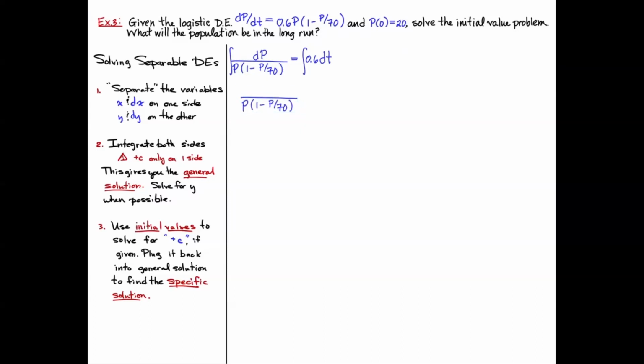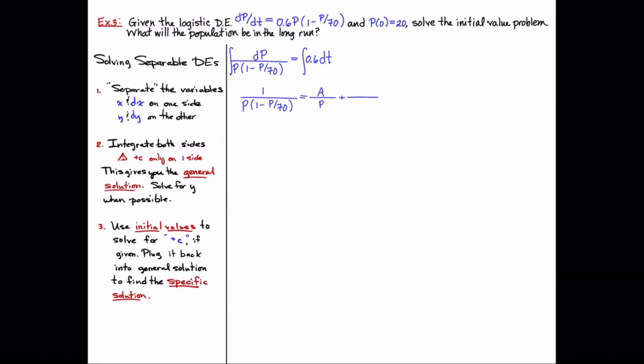So we have 1 over p times 1 minus p over 70, and those are both linear terms in the denominator, non-repeated, linear, which means in the numerator, we need to have constants. So an a over p plus b over 1 minus p over 70. And cross-multiplying, solving for a and b, the algebra is pretty straightforward there. And you find that a is equal to 1 and b is equal to 1/70.